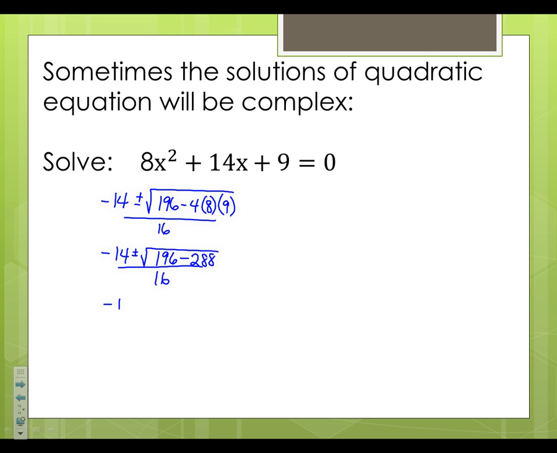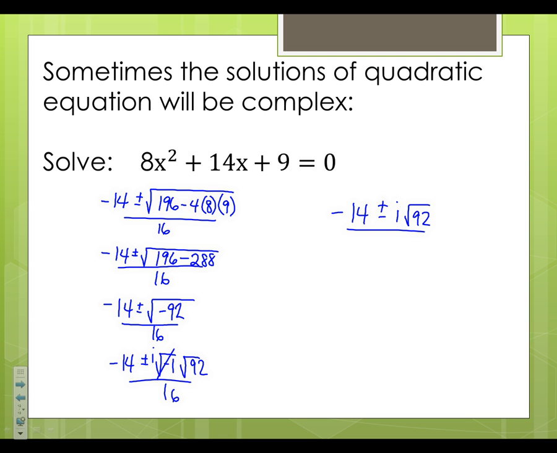Okay, so here you can see that in this next step, I'm going to end up with a negative 92 underneath my radical. At that point, we need to start breaking some things. I'm going to break negative 92 into the square root of negative 1 times the square root of 92. And the square root of negative 1 is solvable. We get i. So now I'm at negative 14 plus or minus i times the square root of 92 all over 16.